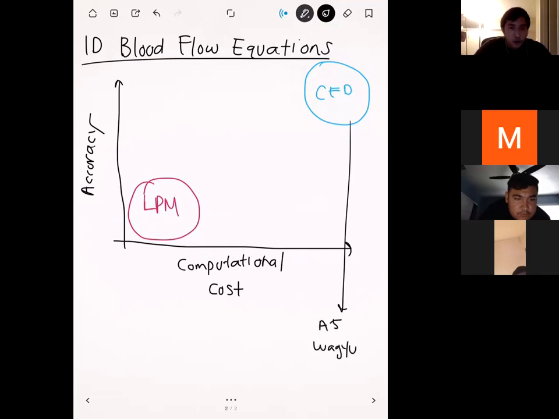And so the A5 Wagyu is going to be delicious and awesome, but it also costs like $7,000 a pound. Usually paying for rent is more important than one A5 Wagyu, right? So even though it's delicious, it's really expensive. And on the other end of the spectrum, you have LPMs, and a good analogy for this might be a literal piece of cardboard.